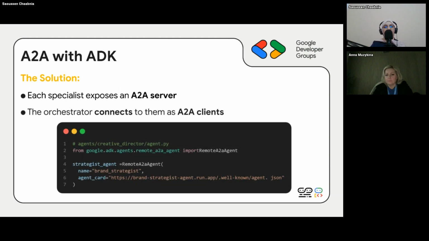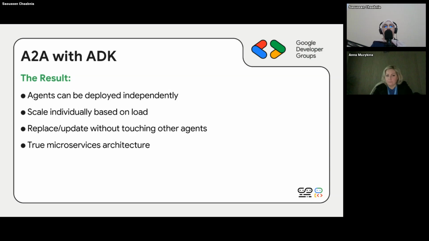Since each of our specialist agents exposes an A2A server, the orchestrator needs to connect to it as a client. So to call the A2A server on the client side, we create a remote A2A agent. You give it the URL to the agent card. ADK fetches it, reads its capabilities, and sets up the connection. As a result of this implementation, our agents can now be deployed independently. They can be replaced and updated without touching other agents, which enables our microservice architecture.